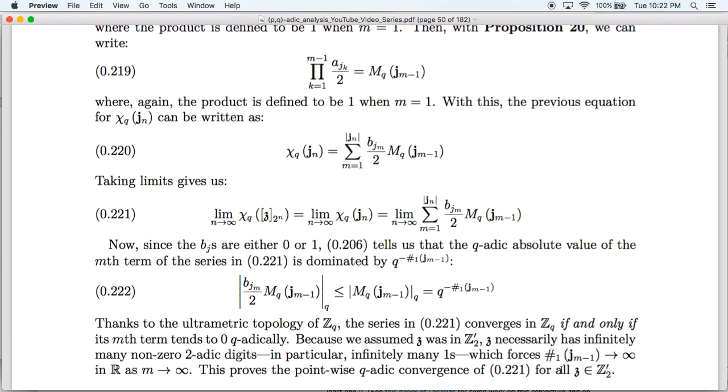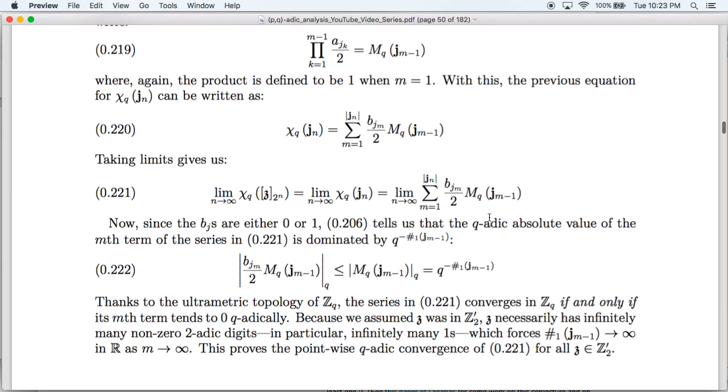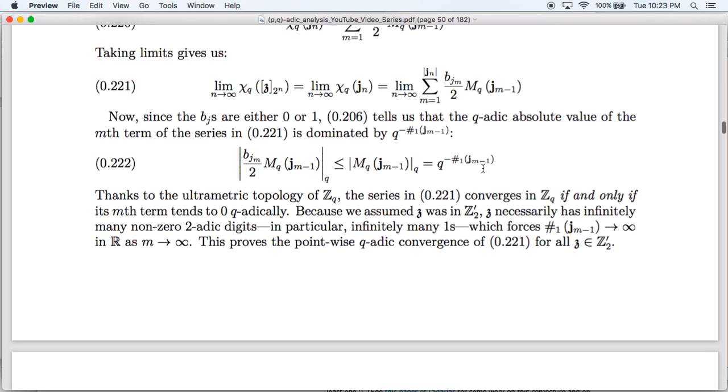So that means this number goes to infinity in the real topology, so this number goes to 0 in the real topology, so this number here goes to 0 in the q-adic topology. This then guarantees the convergence of this series q-adically, because when n goes to infinity, you get M_q of bold j_m minus 1, which converges to 0 q-adically as m goes to infinity. So that proves the convergence.